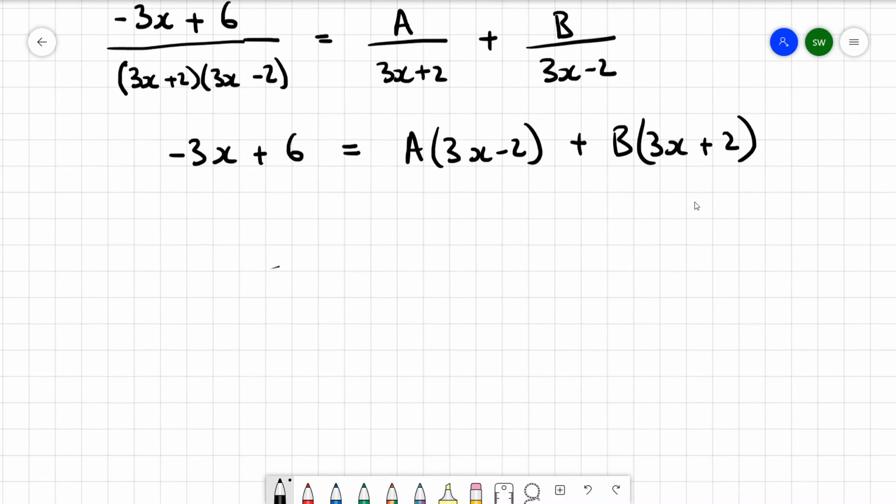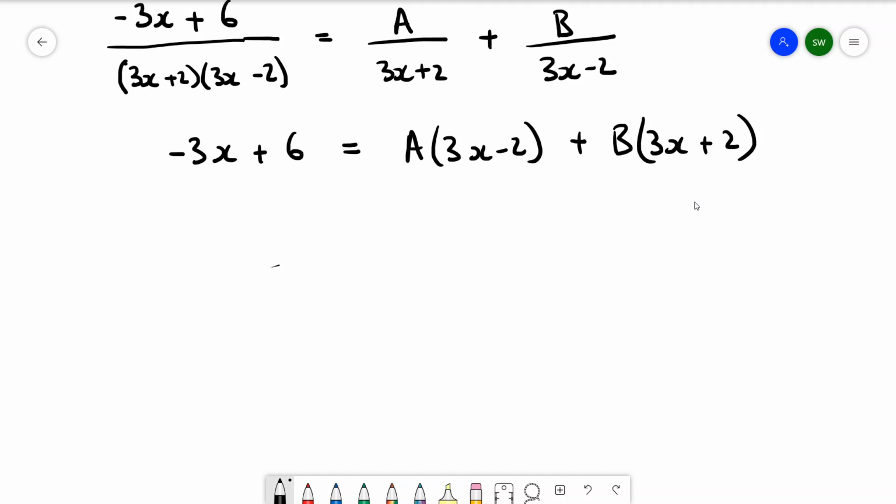And then you can use whichever method you prefer. I'm going to use substitution again. So I want to make this bracket 0. So in order to do that, I'm going to sub in x equals 2 over 3. And on the left hand side, if I sub in 2/3, I'm going to have 4. And on the right hand side, I'm going to have 4B. So that tells me that B is equal to 1.